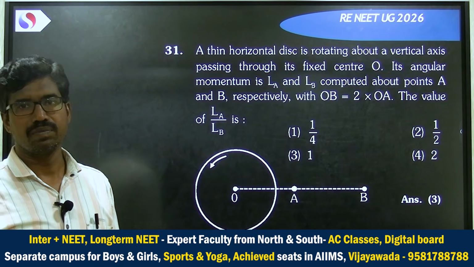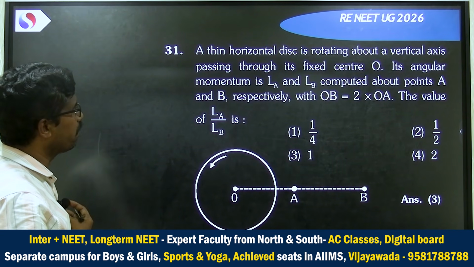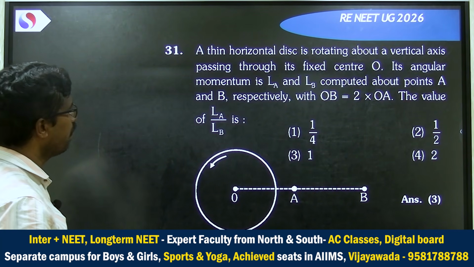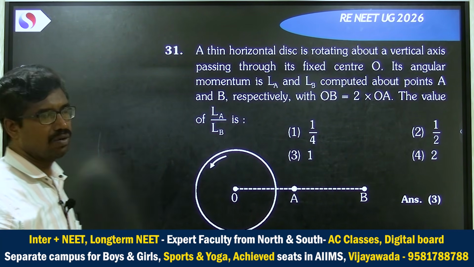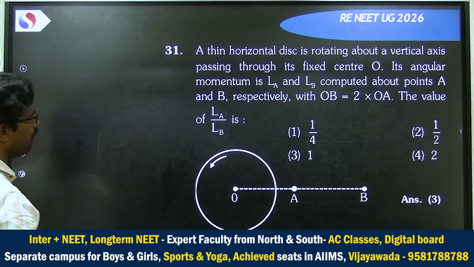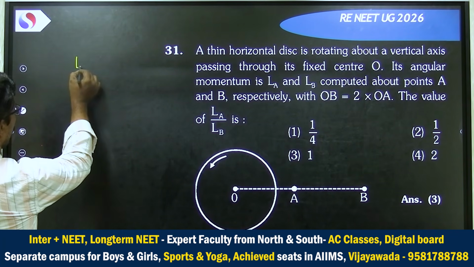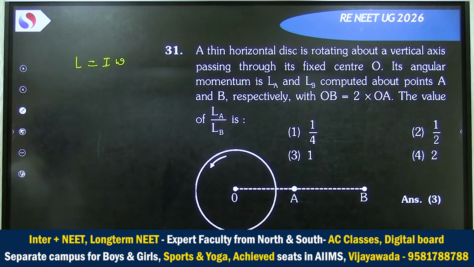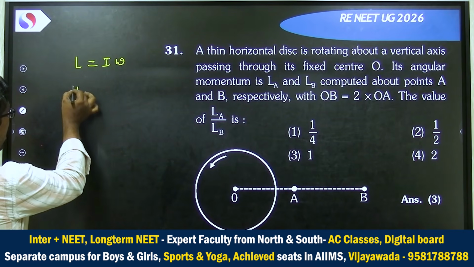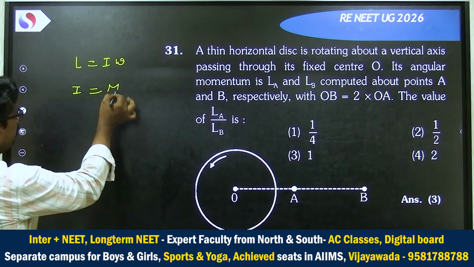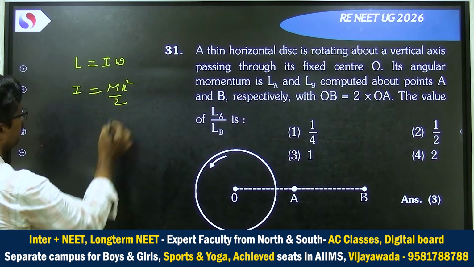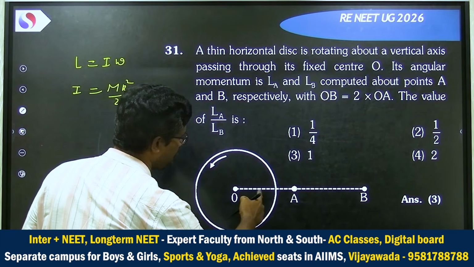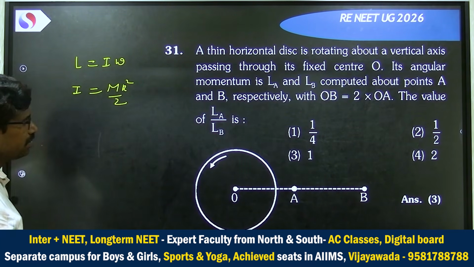31st question, let us see. A horizontal disc rotating about a vertical axis passing through fixed center O. Here we find the LA and LB. Angular momentum for a rigid body, L is equal to I omega. Here the moment of inertia of the rigid body I is equal to m r square by 2. With respect to point A, angular momentum we have to find.